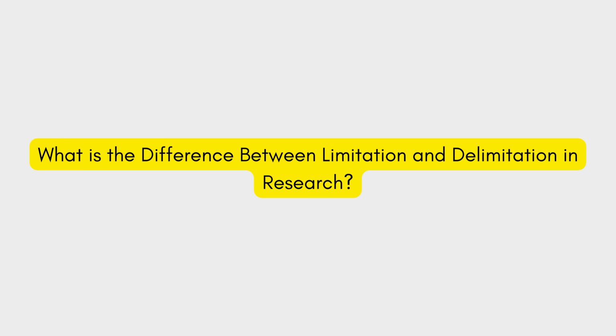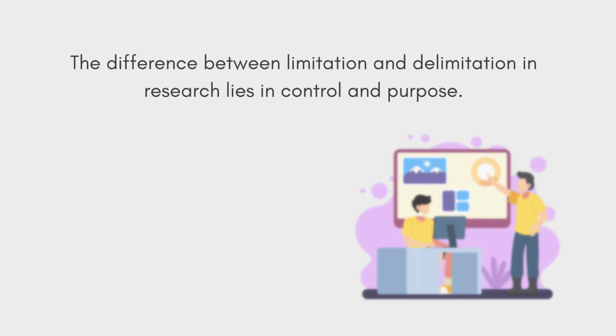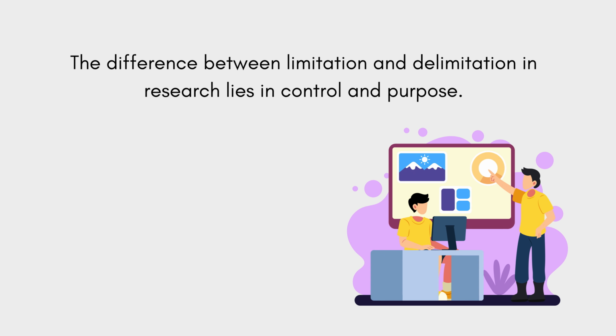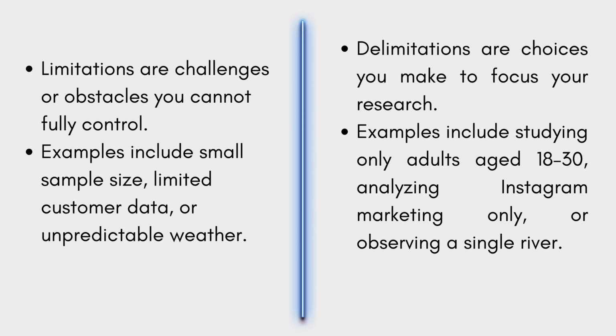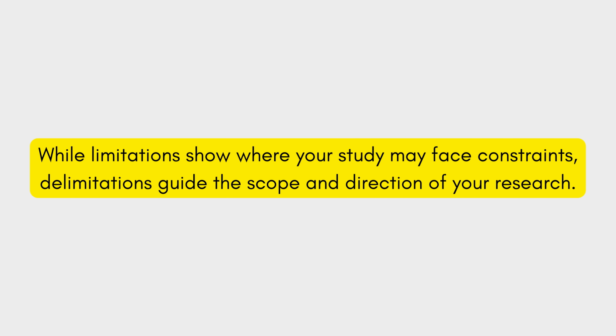What is the difference between limitation and delimitation in research? The difference lies in control and purpose. Limitations are the challenges or obstacles you cannot fully control, such as a small sample size in a medical study, limited customer data in a business survey, or unpredictable weather affecting an environmental study. Delimitations, on the other hand, are the choices you make to focus your research, like studying only adults aged 18 to 30 in a health study, analyzing Instagram marketing instead of all social media in a business project, or observing a single river in an ecological study. While limitations show where your study may face constraints, delimitations guide the scope and direction of your research.